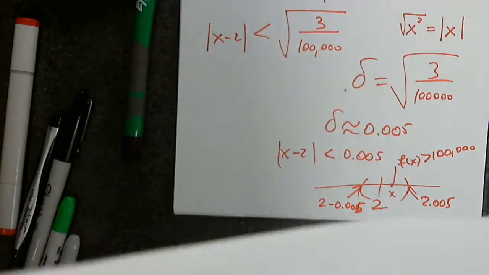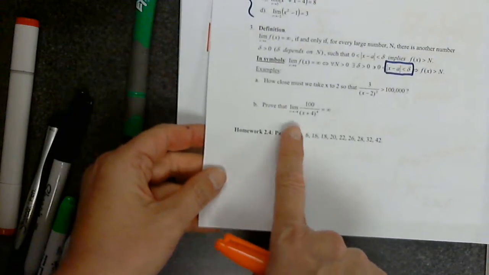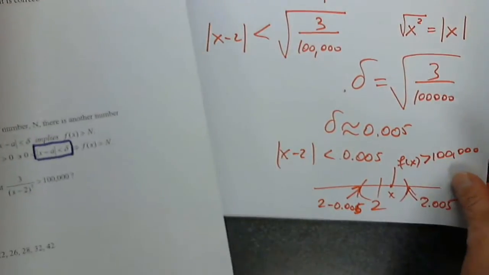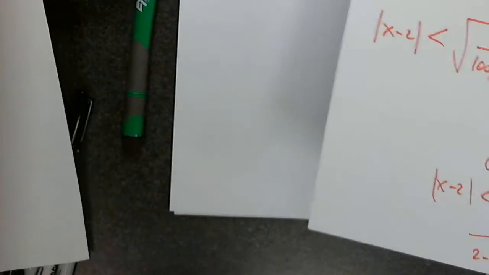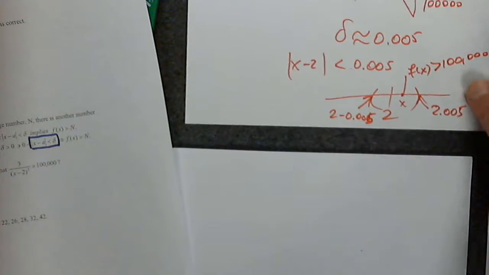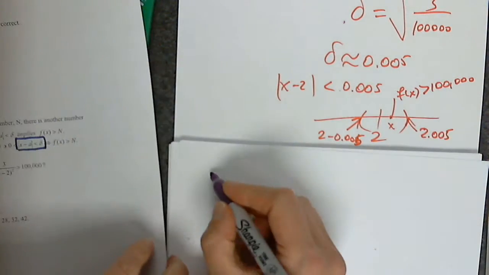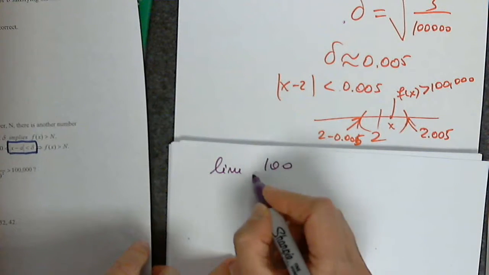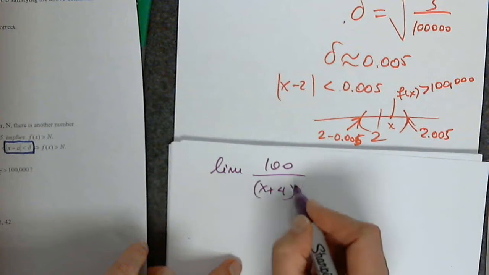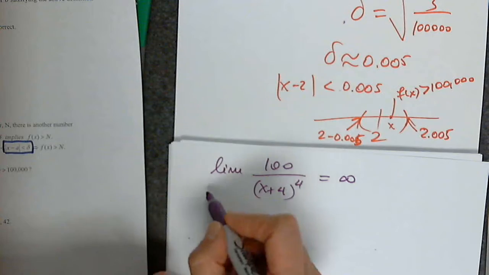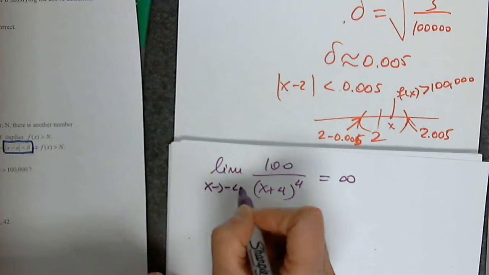Okay, so let's finish this up with this non-numerical example. Any questions on this? Okay, so prove that the limit of 100 over x plus 4 to the 4th power equals infinity as x approaches -4.